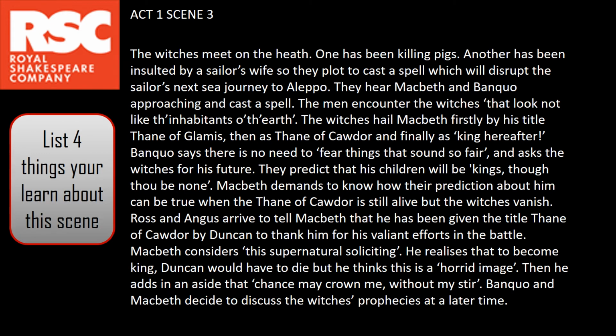but the witches vanish. Ross and Angus arrive to tell Macbeth that he has been given the title Thane of Cawdor by Duncan to thank him for his valiant efforts in the battle. Macbeth considers this supernatural soliciting. He realises that to become king, Duncan would have to die, but he thinks this is a horrid image. Then he adds in an aside that chance may crown me without my stir. Banquo and Macbeth decide to discuss the witches' prophecies at a later time.